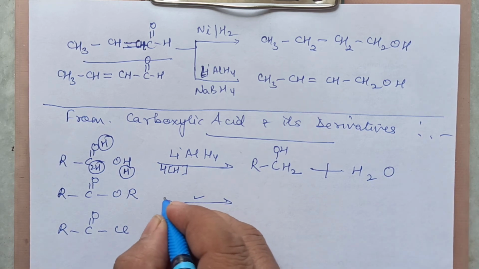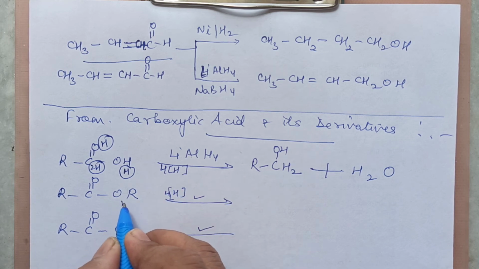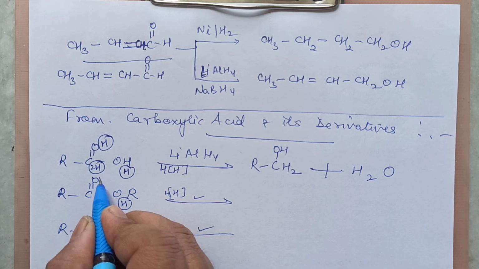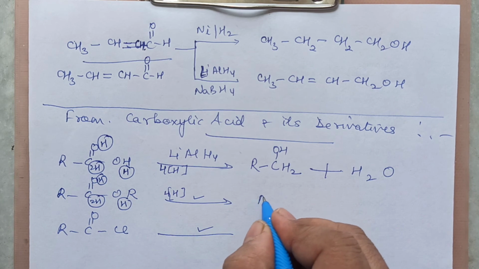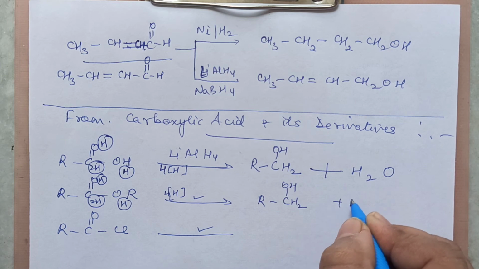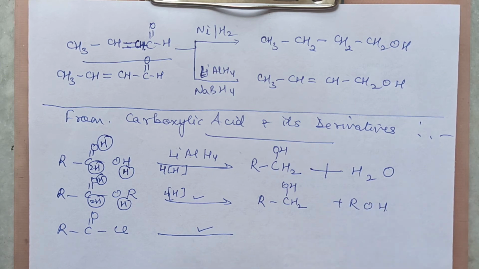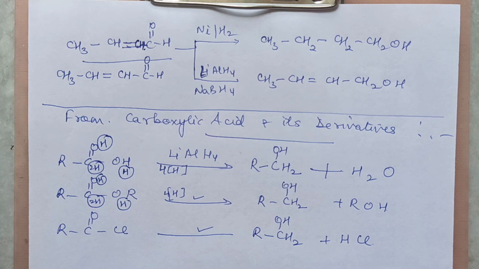Right? Same way here. This is giving 4 hydrogens, 4 nascent hydrogens. One hydrogen will add on here, it will form alcohol. One hydrogen will add on here, it will form OH. 2 hydrogens will add on here, you will get R, C, OH. This will become H2, plus you will get ROH, alcohol. Same way here, you can try out. I am just writing the final product: CH2OH, plus here you will get HCl. These are also reductions of carboxylic acid, ester and acid halides.